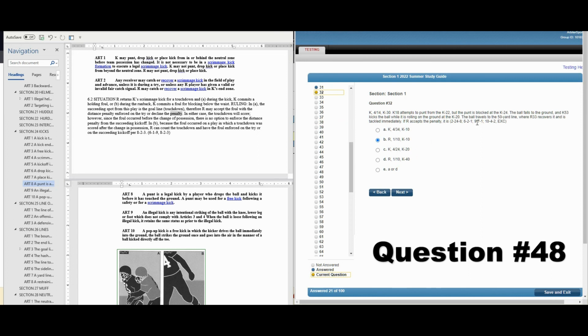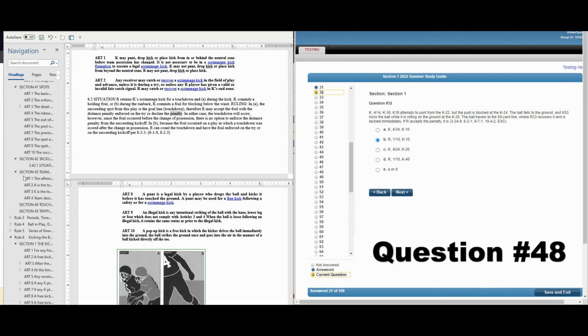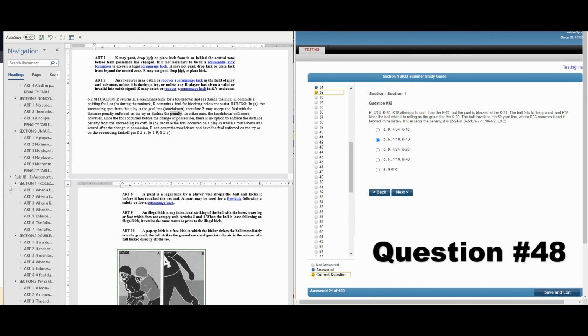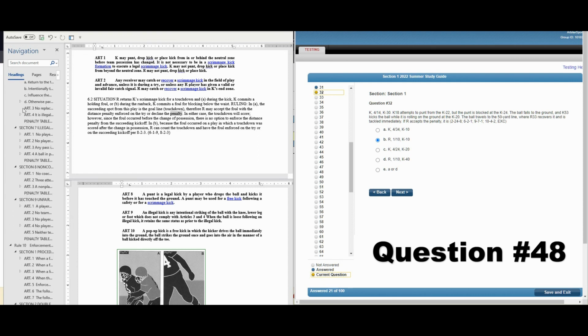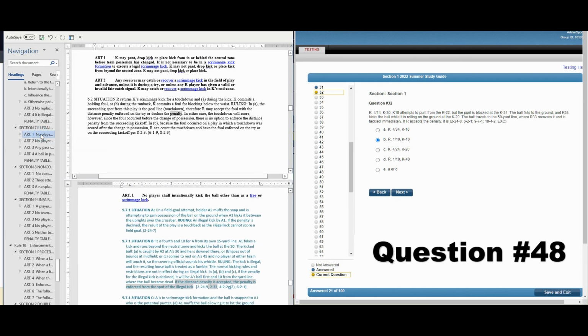So we have 9-7-1, which we go down here. Sorry, there's a lot here. No player shall intentionally kick the ball other than a free or scrimmage kick. And this kicking doesn't fall into that category. So this is the illegal kick, the rule against illegal kicking. I'm getting punchy, guys. And then 10-4-2 exception.